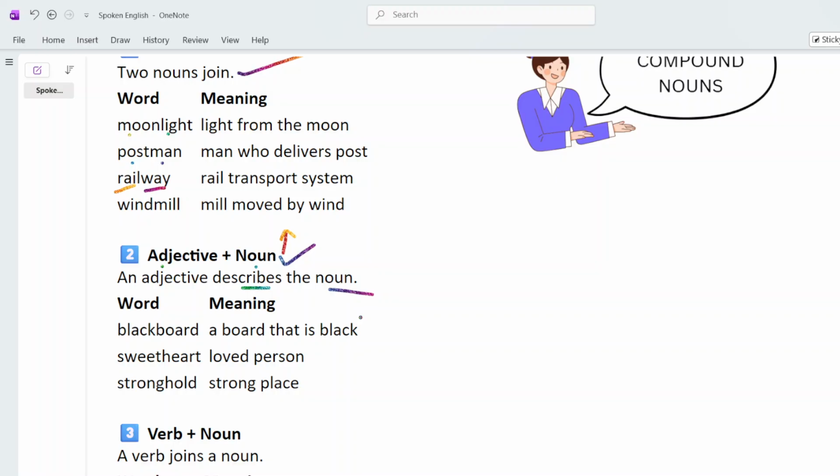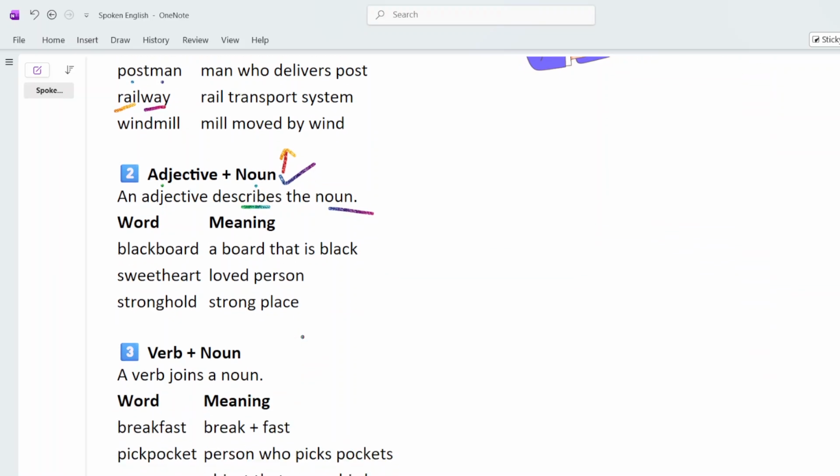Here the first word describes the second. Just remember that the first word describes the second word. Like blackboard. So the first word, black, is describing our noun. What is the adjective here? It is black. The board is black, so a board that is black in color. Correct? Absolutely.